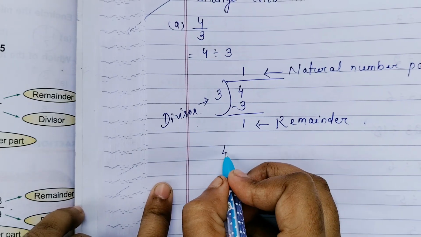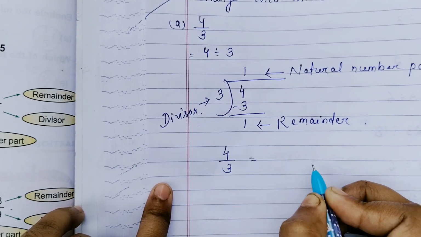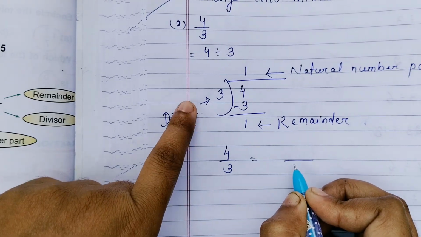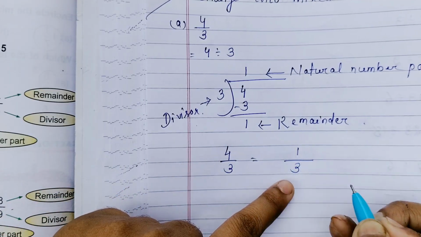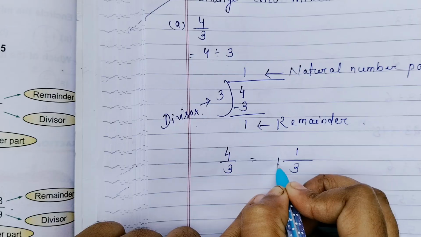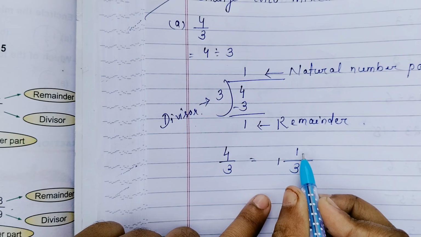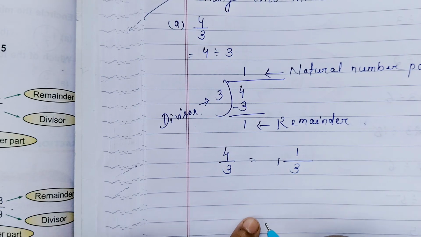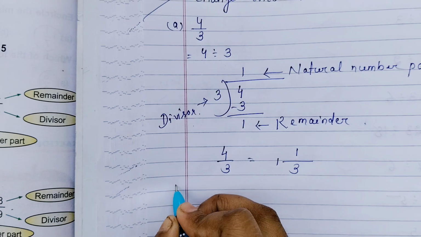Now we write 4 by 3 equals. The divisor is 3 and the remainder is 1, and the natural number part is 1. Now the fraction is 1 whole of 1 by 3. Now we solve another, point B.